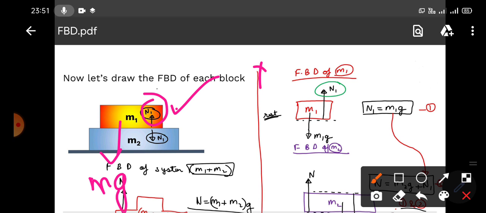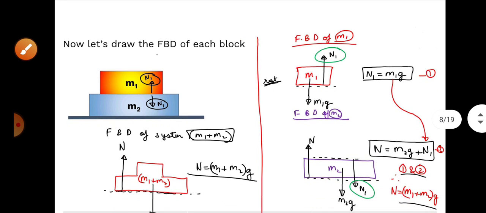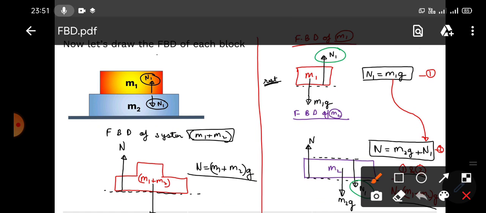So we can clearly write that N1 is equal to mg. Why? Because m1 is in equilibrium, so these two forces are in equilibrium. Now, how many forces are acting on m2? The m1 block is applying force N1 on m2. The gravity is also attracting m2 with m2g, correct. Now there is another force.